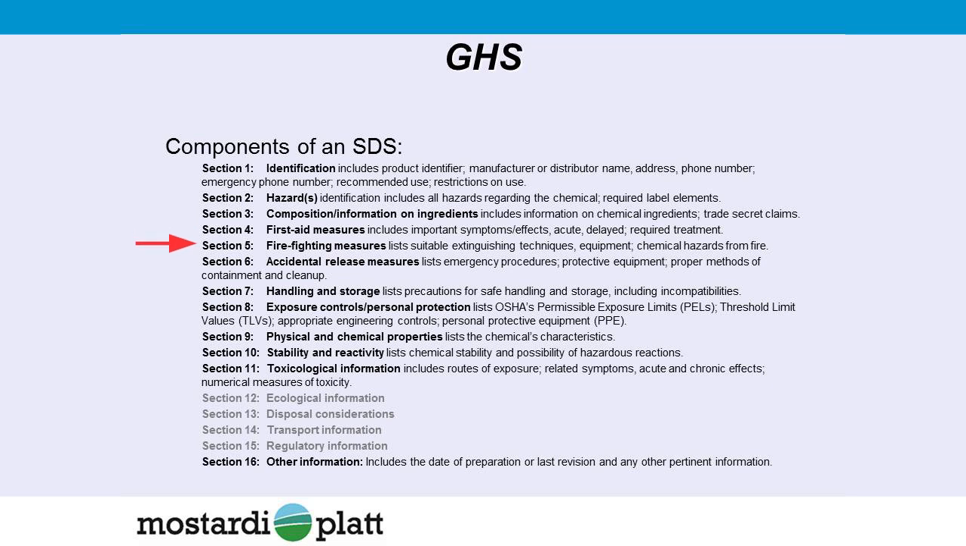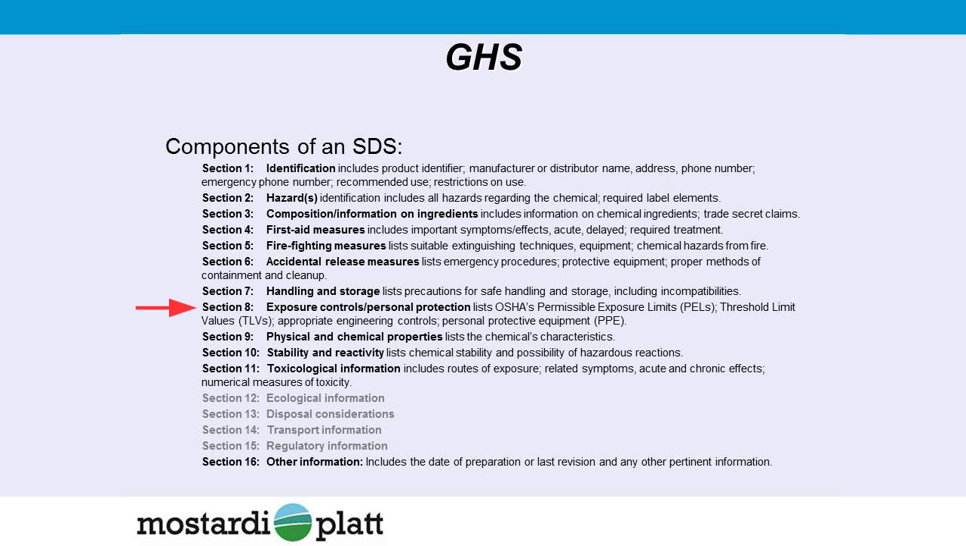Section 5 is that of firefighting measures. This lists suitable extinguishing techniques, equipment, chemical hazards, and the like. Section 6 is that of accidental release measures. Again, it lists emergency procedures, protective equipment, and proper methods of containment and cleanup. Section 7 is that of handling and storage. This lists the precautions for safe handling and storage, including any chemical incompatibilities and any storage situations that you need to avoid.